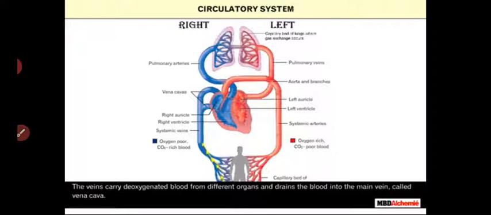The veins carry deoxygenated blood from the different organs and drain the blood into the main vein called the vena cava. The vena cava drains all the blood into the right atrium. The right atrium contracts and pushes this blood into the right ventricle. The right ventricle pumps this deoxygenated blood into the pulmonary artery. The pulmonary artery carries this blood to the lungs, where it gets oxygenated.